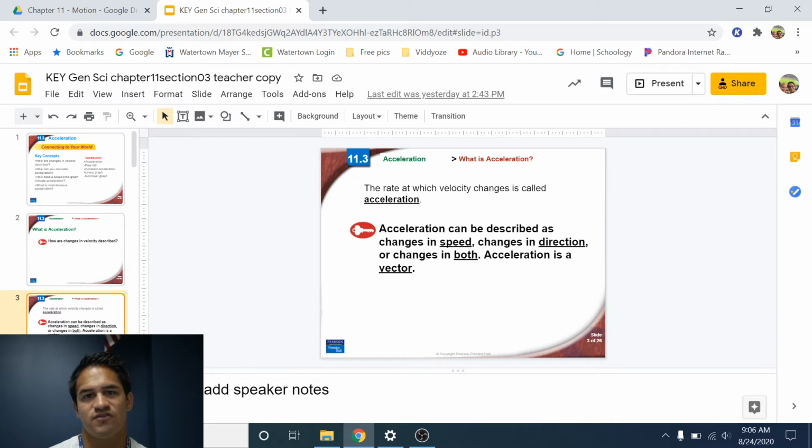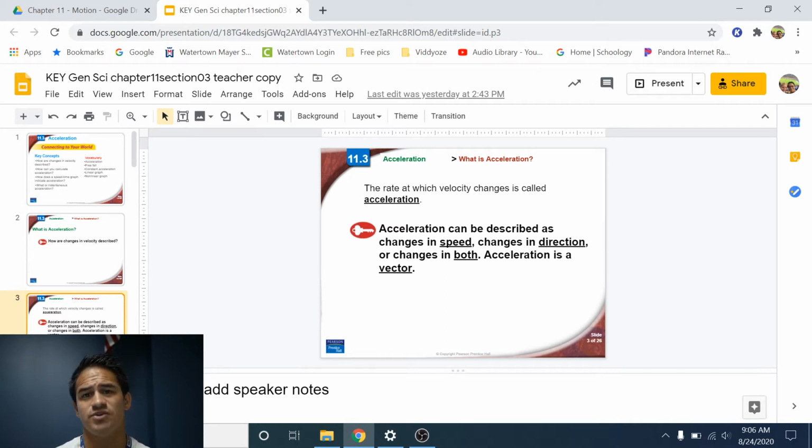Just to remind ourselves that velocity is both speed and direction, and it is also a vector. So acceleration means that anytime you have a change in speed, whether it be speeding up or slowing down, or a change in direction, that would also mean that you are changing your velocity. So that would be an acceleration. Change in speed, change in direction, or both would mean that we are accelerating.